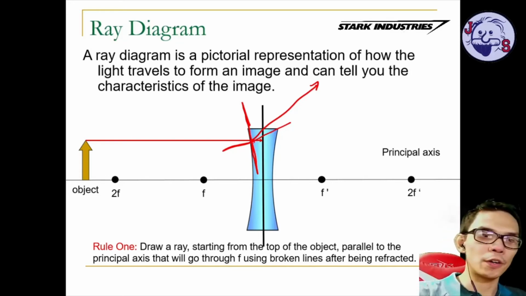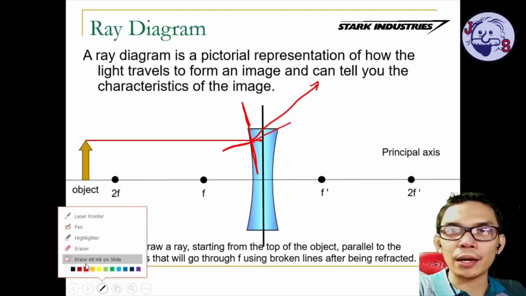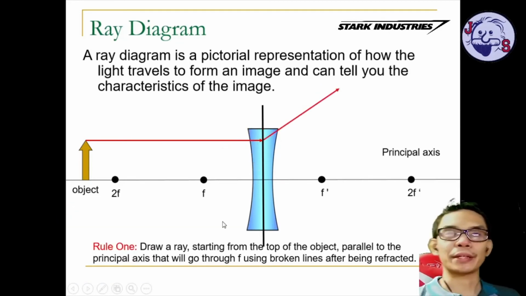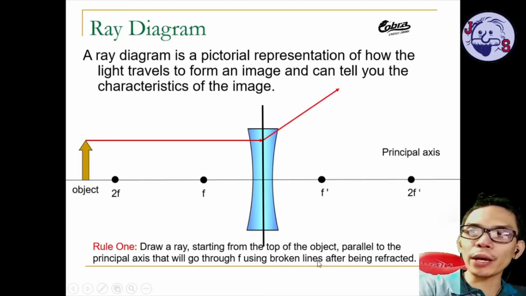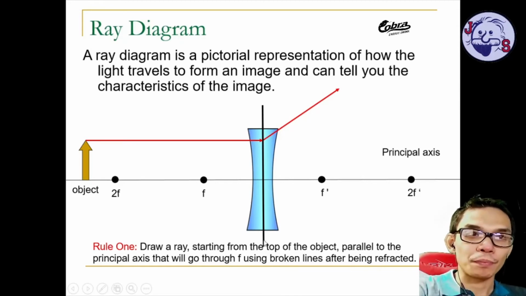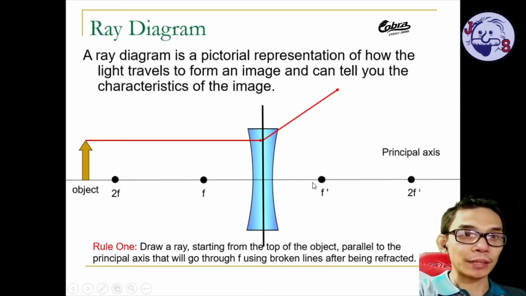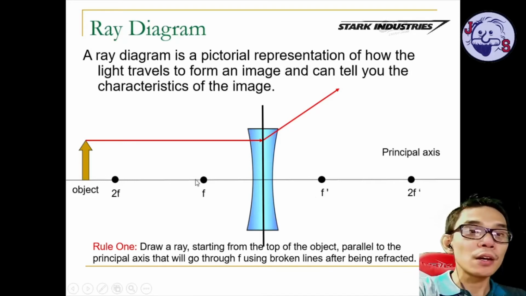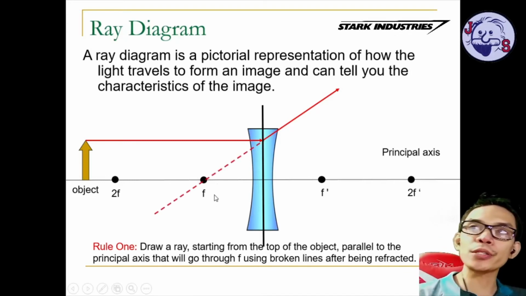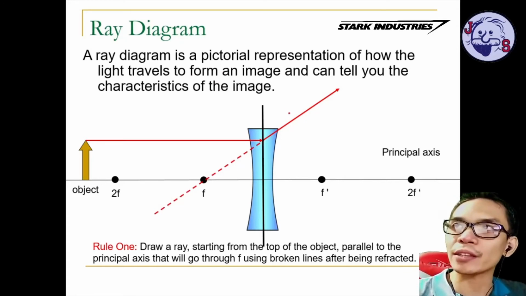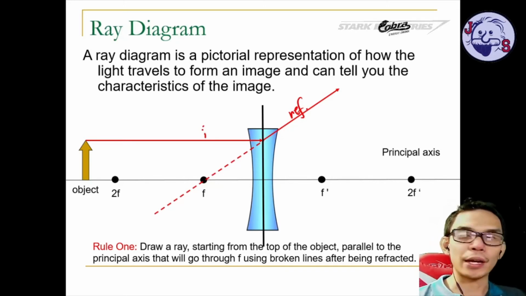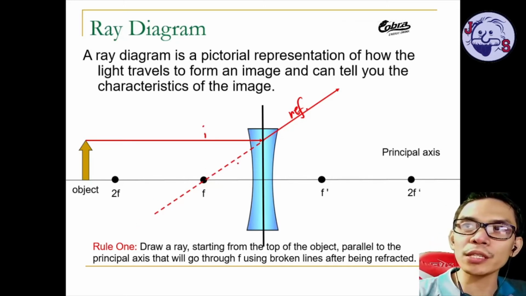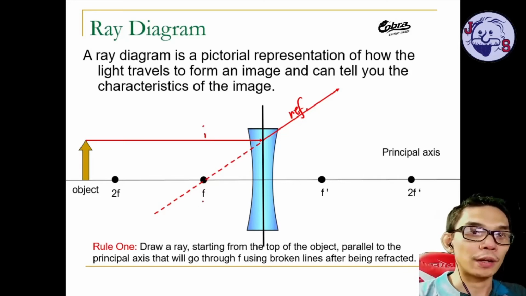Okay, so now I will remove the sketches. So it looks like that. The next one: according to this, broken lines after being refracted. It doesn't go to the F prime. Instead, it goes to the focal point over here. So, using the broken lines, we can continue the refracted ray. This is the refracted ray, and this is the incident ray. We continue the refracted ray using the broken lines, landing it on the focal point over here.